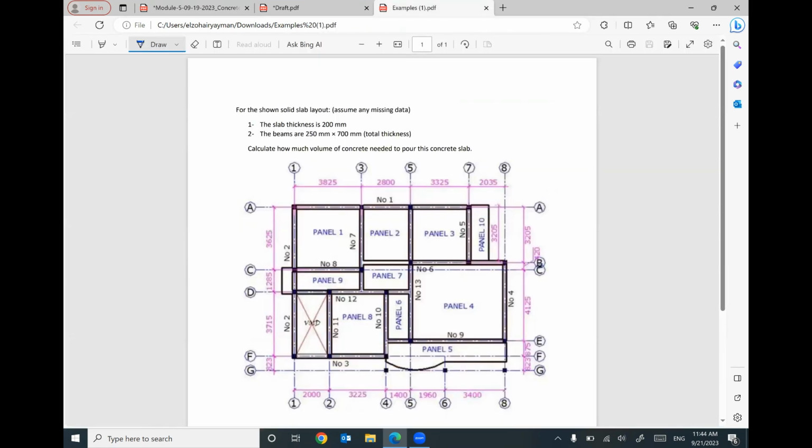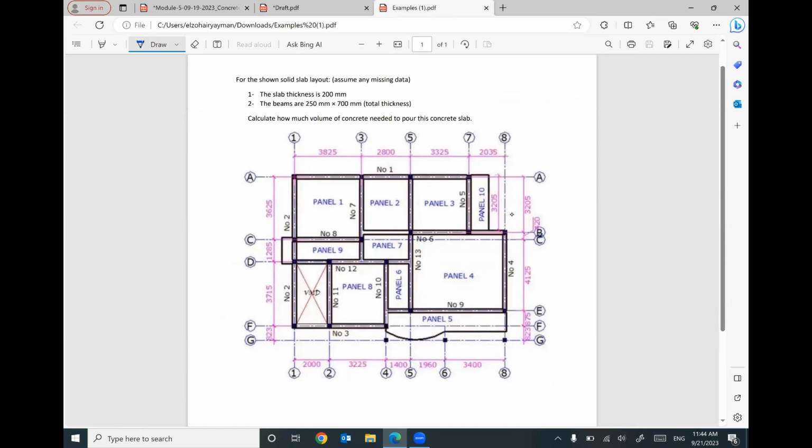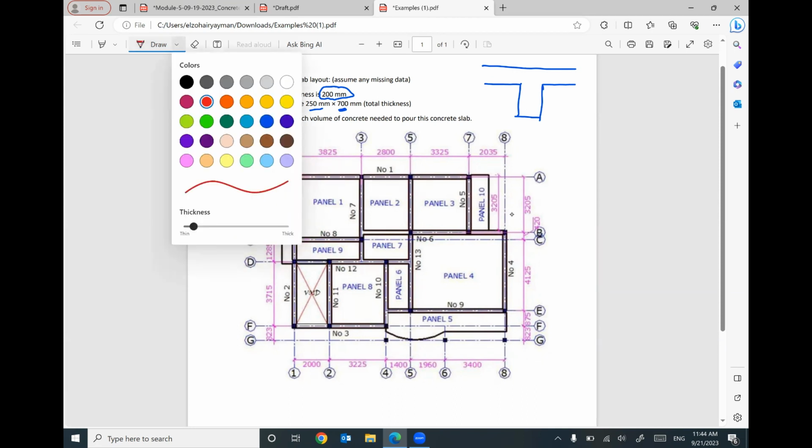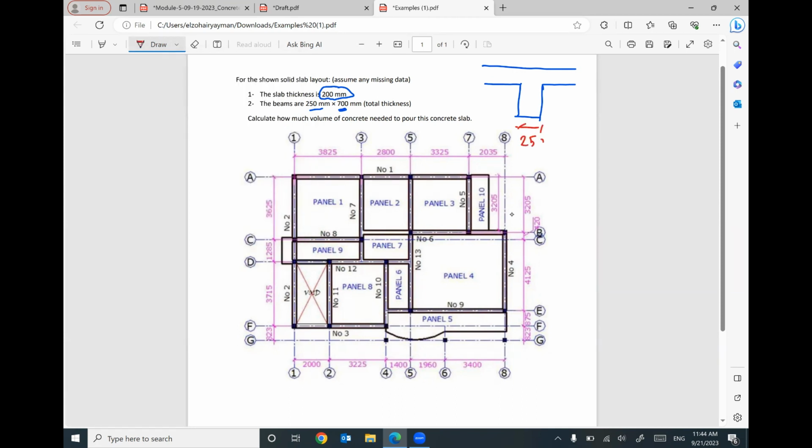I have one more example here, but this example is a plain solid slab, and this solid slab has a thickness equal to 100 millimeter. Be careful with the units right now: millimeter, meter, centimeter. And your beams are 250 times 700. Your cross section of the beam looks like this. I'm giving you this width, 250, and this total thickness is 700. And the thickness of your slab is given by 200.